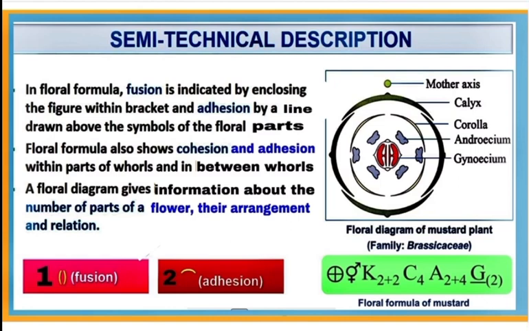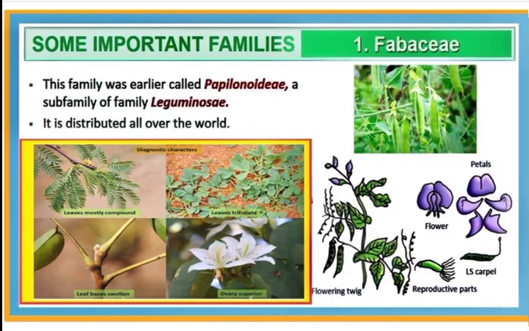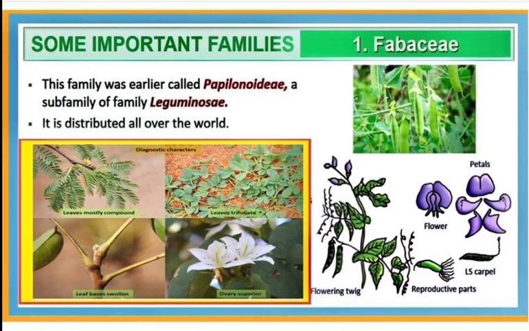Now see the floral diagram. A floral diagram gives information about the number of parts of a flower, their arrangement and the relation between them. Let us start with some important families. The first family which we are going to study is Fabaceae.